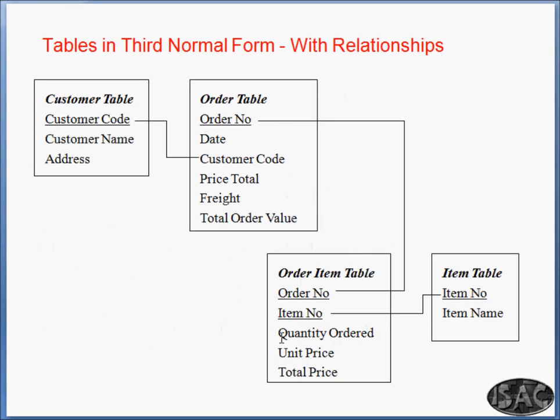Certain fields like quantity, order, unit price, right? That is also related to the item number and order number, right? Now total price. This total price is a calculated field. If we talk about the freight here and total order value, these are the calculated fields. Okay.